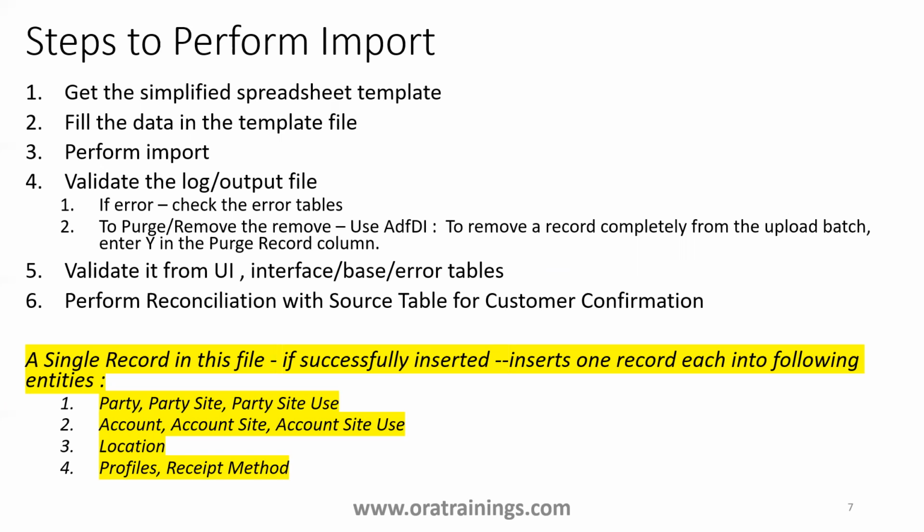Generally, a single record in this particular sample, if it is successfully inserted, will get inserted into the below set of entities: party site uses, account site uses, location, and also profiles as well as receipt methods. The profiles and receipt methods will get inserted at the account level.